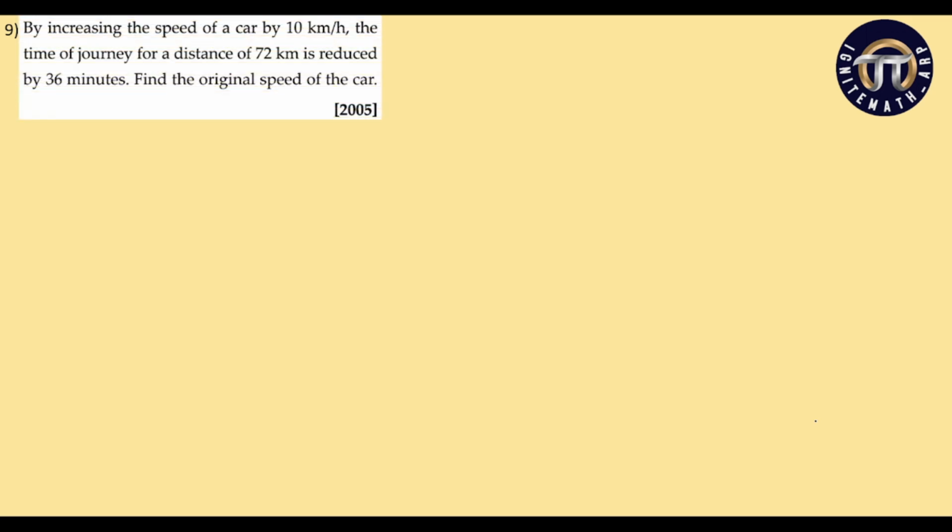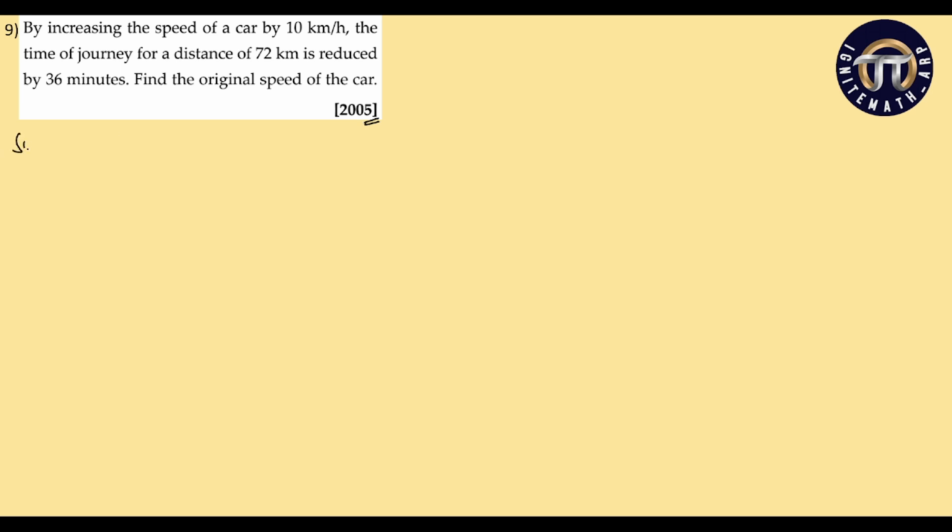Question number 9. By increasing the speed of a car by 10 km per hour, the time of the journey for a distance of 72 km is reduced by 36 minutes. Find the original speed of the car. See, this question was asked in 2005. Children, I told you, in the case of quadratic equations, in 99% of the questions, whatever is asked to find out, you take that quantity as x. So here you are asked to find out the original speed of the car.